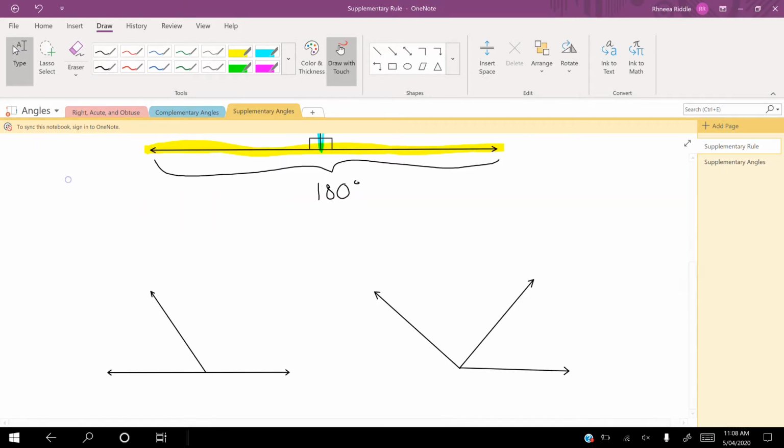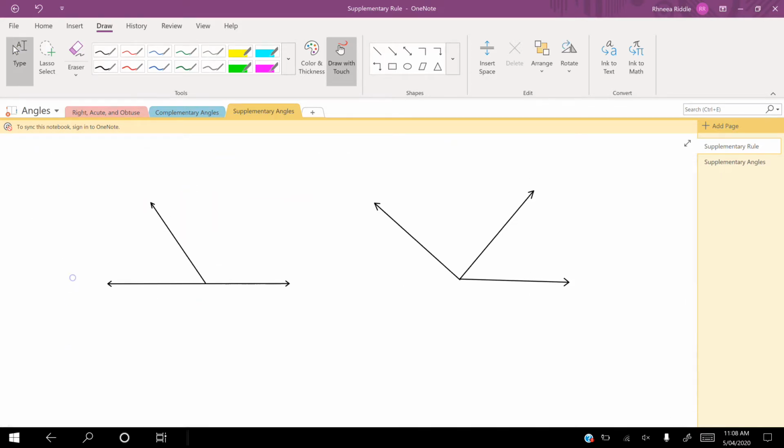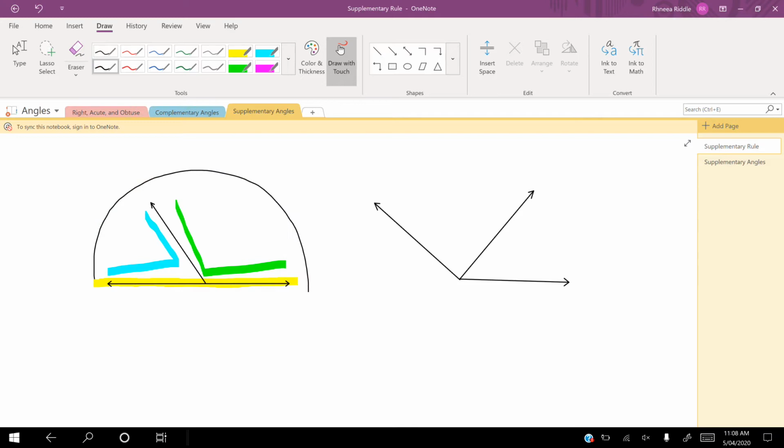So you have an example and a non-example up here. So again, we're looking for that straight line. So here we can see there's this straight line. So this is the 180 degrees. And we have two different angles. We have the one that's right here and the one that's right here. And together they come up to make this 180 degrees all together. So this is our example.